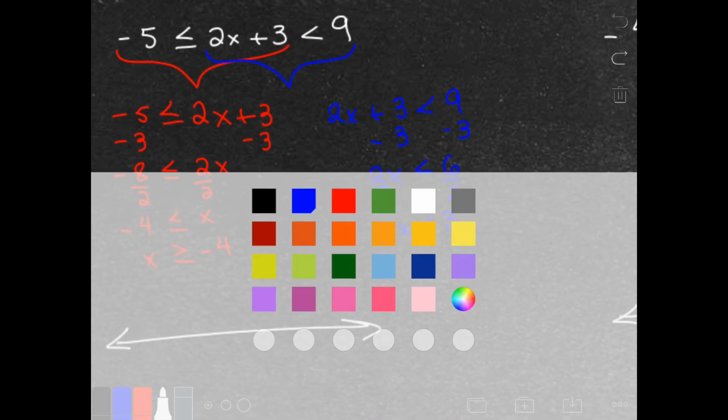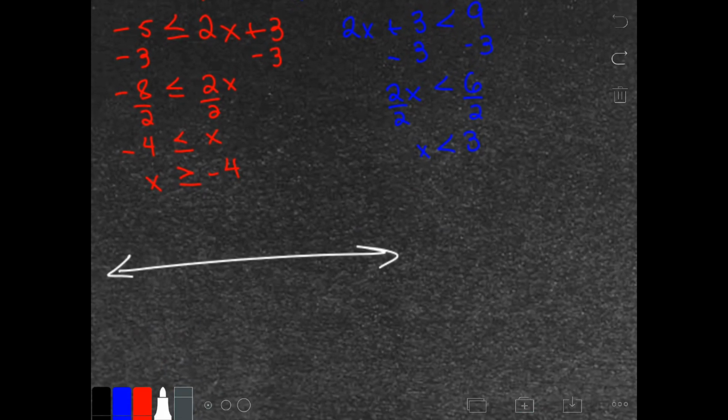And again, when I make my graph, let's go ahead and look for the smaller of the two. Well, -4 is smaller than 3, so let's draw those on our number line. Let's start with -4. So greater than or equal to, that is a closed dot because it's equal to, greater than, to the right.